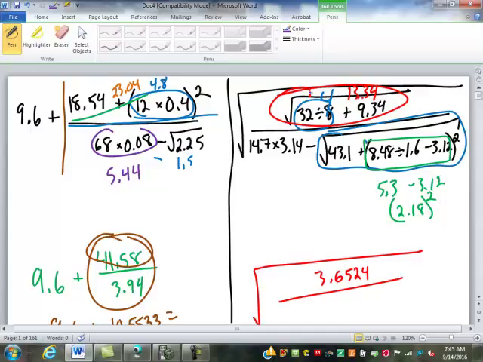0.18 squared is 4.7524. So now we've got 43.1 plus 4.7524. Can everybody see how I'm doing this? I know I'm kind of jumbling this up to save space, but does it make sense? Kind of.